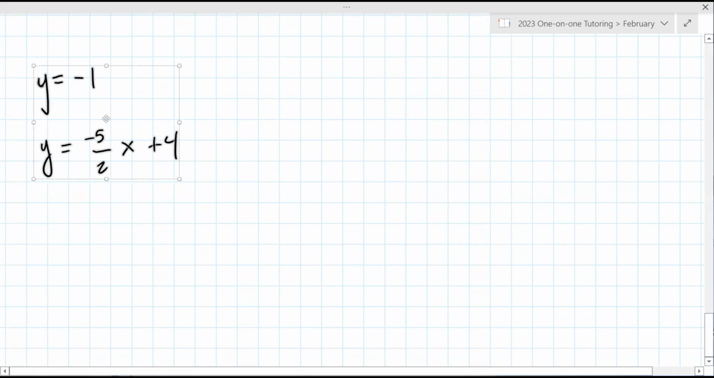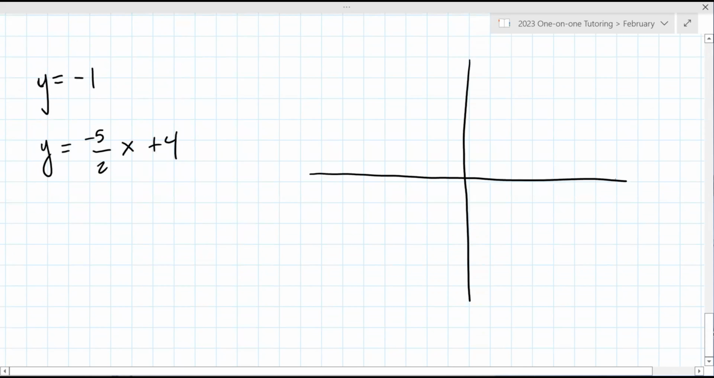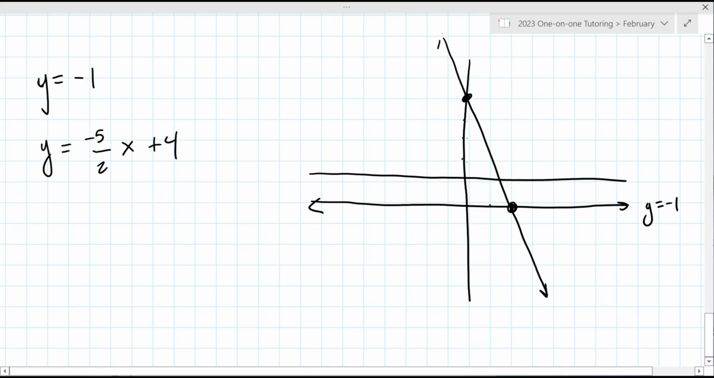All right, so on a graph here, the graph of y equals -1 is this horizontal line through -1. And then 5/2 x plus 4, you've got to go up 4, and from there you're going down 5, 1, 2, 3, 4, 5, and then right 2. Do you have something like this? Yes, I do. So the intersection is (2, -1).